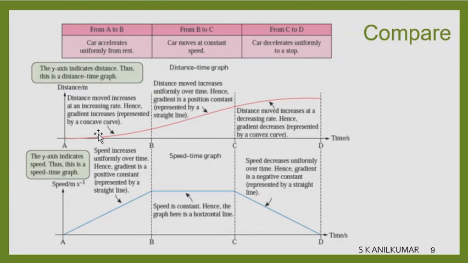So here what happens? Distance moved increases, more distance from A to B. The distance moved is covered at an increasing rate. Distance moved increases at an increasing rate. Here distance moved increases uniformly over time. Gradient is the positive constant. This is how we compare the distance-time graph and speed-time graph, right?